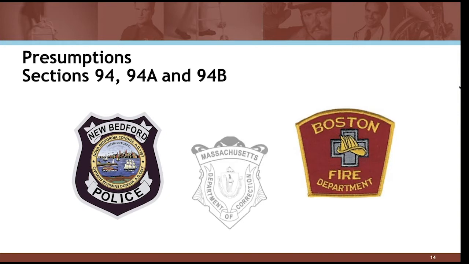So now we're going to speak about presumptions, which is section 94, which is the heart presumption, 94A, the lung presumption, and 94B, the cancer presumption. The presumptions are available to police, firefighters, corrections officers, and some others. The heart presumption is available to all three. The lung and the cancer presumptions are available only to firefighters.